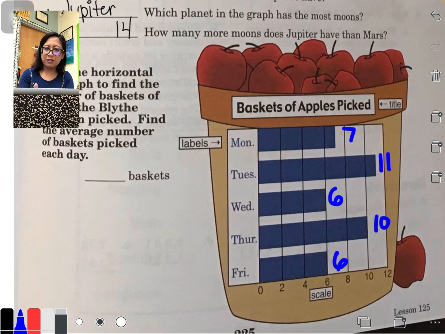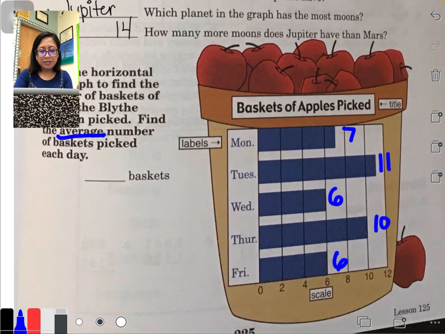So make sure you write this down, because we're going to need it to answer the one question here. So here's the instructions. Read the horizontal bar graph to find the number of baskets of apples the Blythe children picked. Find the average number of baskets picked each day. Oh, so we have to average this all out. It's a good idea that we had written down all the numbers.